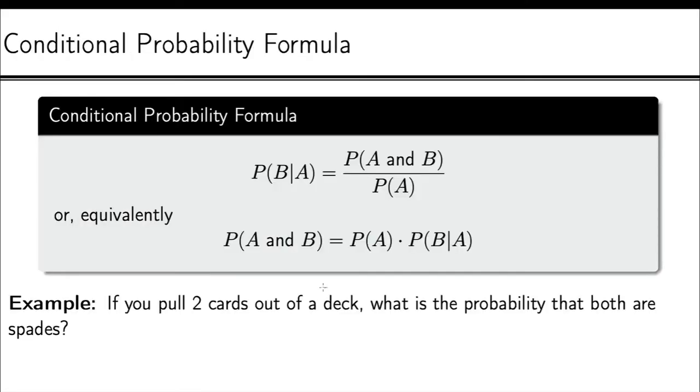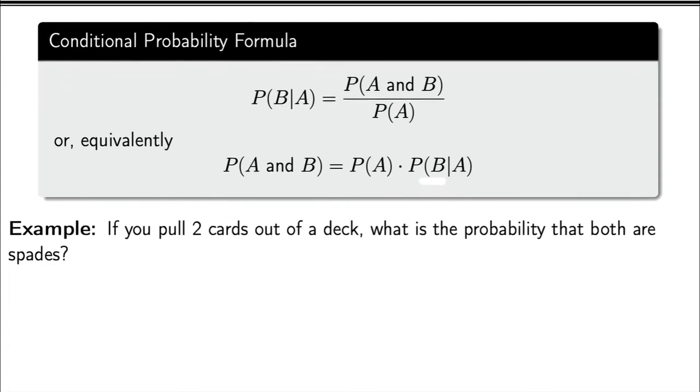Let's formalize this. There's a beautiful formula for conditional probability. The probability of B given A is the probability of A and B divided by the probability of A. And you'll see that we could actually rearrange this formula. If we multiply both sides by the probability of A, we end up with the probability of A and B equals the probability of A times the probability of B given A. This is the AND formula that we use for all events, no matter what, whether or not they're independent.